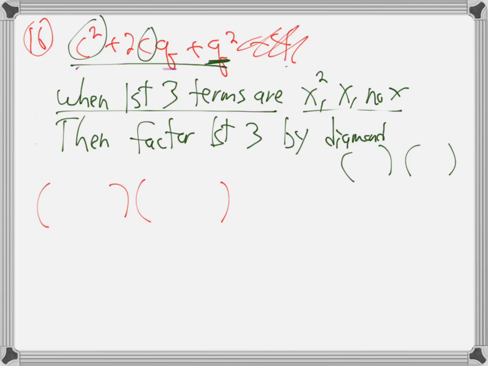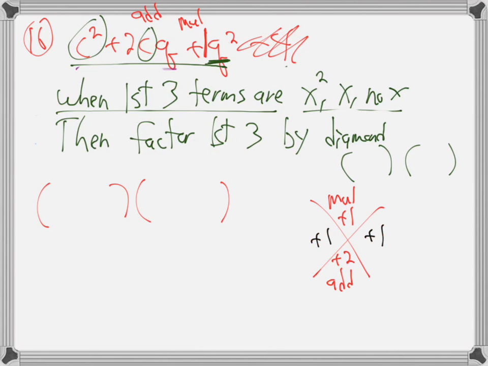What number's in the back? 1. So we're doing the diamond thing, right? What multiplies to be plus 1 and adds to be plus 2 in the middle? Remember, the middle is always adding. The back is always multiply. So what two numbers multiply to be 1 but add to be 2? 1 and 1, huh? Plus 1 and plus 1. Does that make sense? They multiply to be 1, add to be 2.